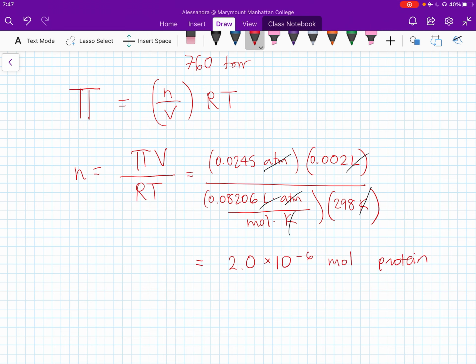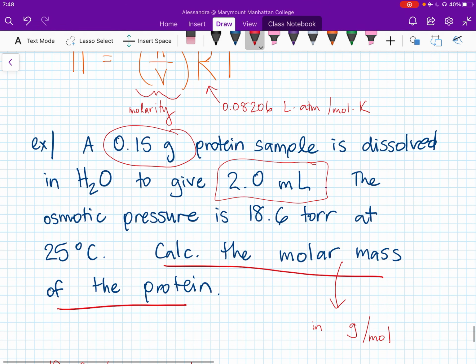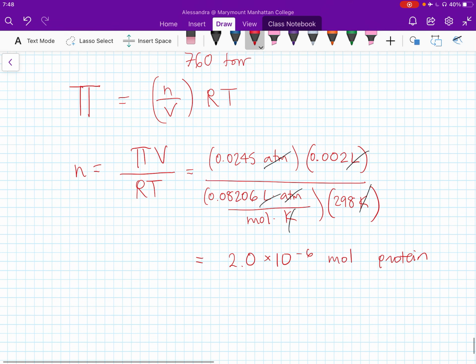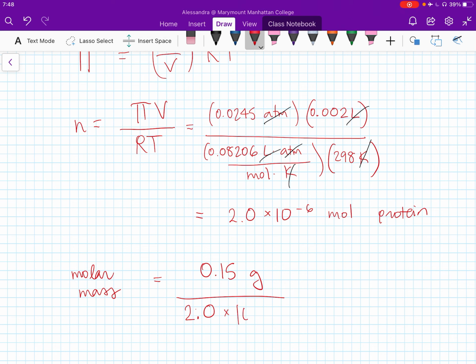And I know from the problem that I have 0.15 grams of protein. So the molar mass of the protein, or molecular weight, molar mass is a synonym for molecular weight, is going to be equal to 0.15 grams over moles. Again, molar mass is going to be grams per mole. I have this many moles of protein corresponding to that many grams of protein. That's what the calculation tells me.